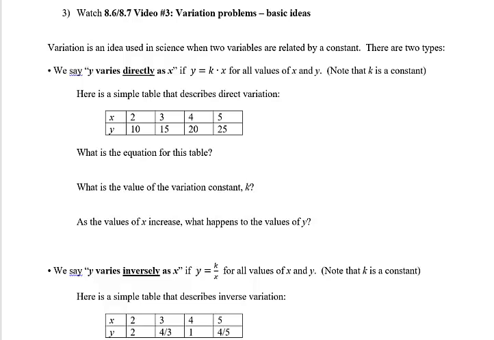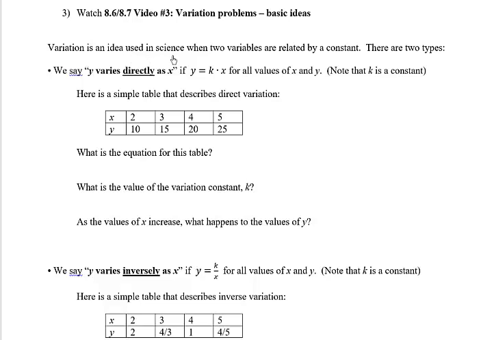This is video number 3 for sections 8.6 and 8.7, Variation Problems, Basic Ideas. Remember, here at the end of Chapter 8, we're just looking at applications where solving a rational equation is involved. We did average problems, and now this is a completely different type, unrelated, called variation problems. Really, we're borrowing this from science.